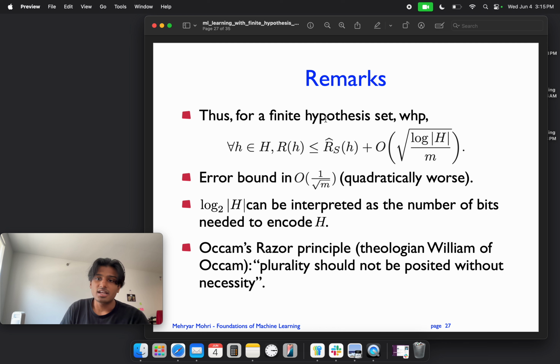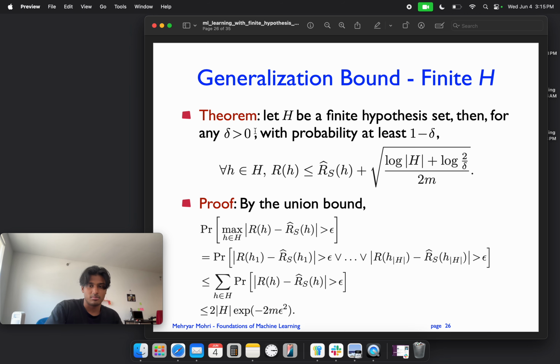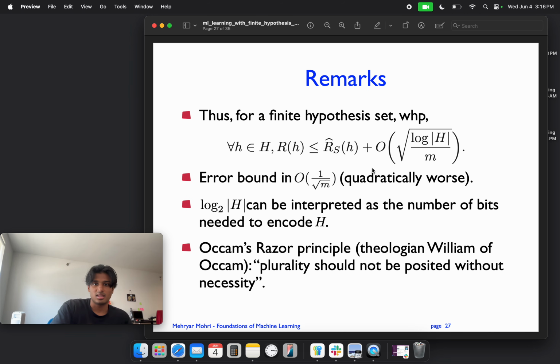So thus for a finite hypothesis set with high probability, because delta is a small number, we always give these high probability bounds. With high probability, what we see is that the risk is less than the empirical risk plus some small number, which goes by 1 over square root of m. So the error bound is 1 over square root of m, which we say is quadratically worse. The log can be interpreted as the number of bits.